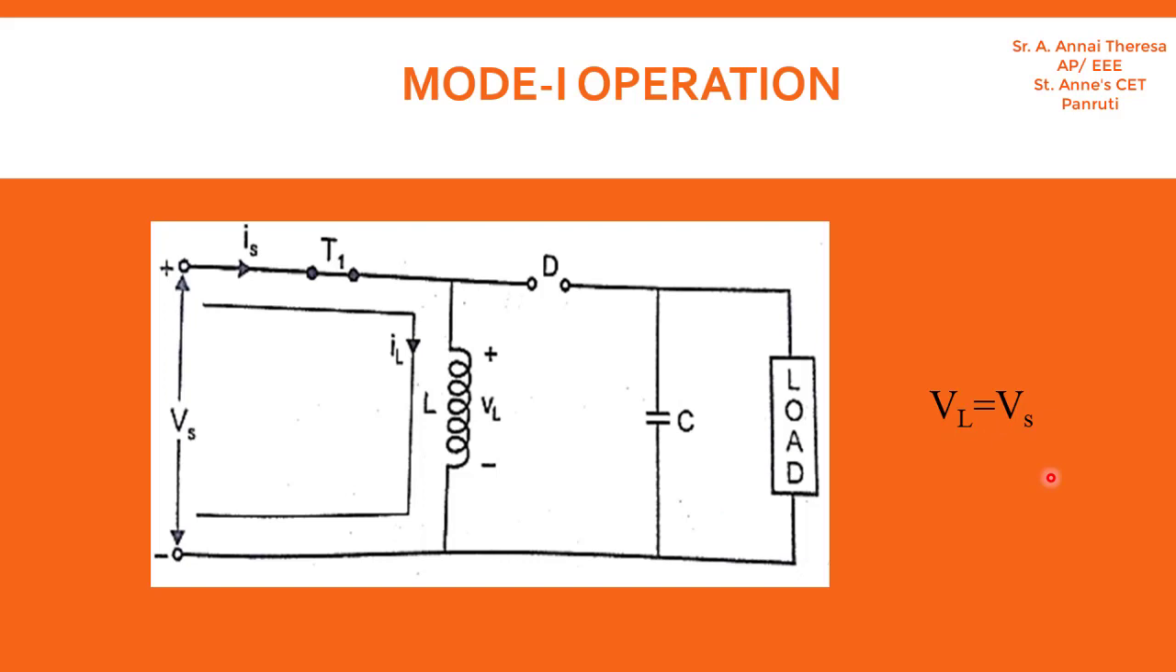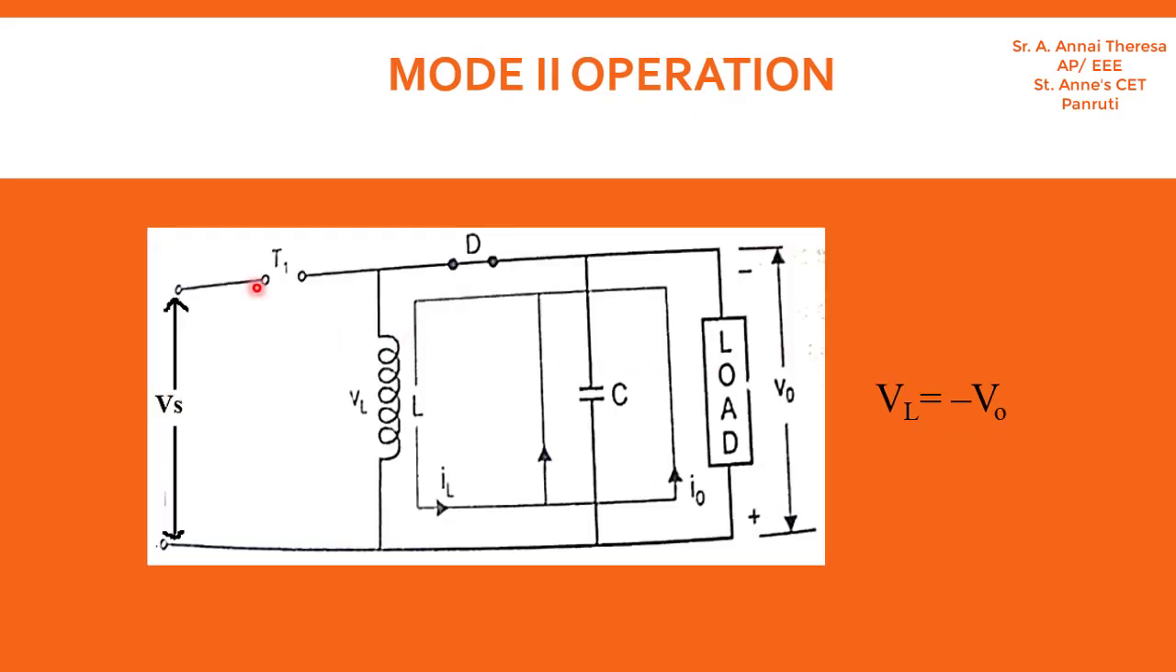In the second mode, the switch is off. When the switch is off, what will happen? This inductor will discharge its energy now. It will discharge its energy through this capacitor and this load. This diode will be forward biased now and will come to the conducting state. So the inductor is discharging in this path. The current through this inductor will be decreasing from I2 to I1, since it is discharging.